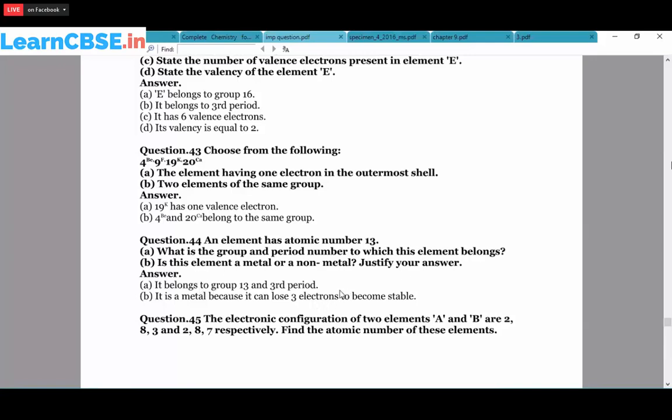Now it has three electrons in the outermost shell, so it can easily lose the three electrons rather than gain five electrons. So it is a metal, because it can easily lose the three electrons to become more stable. Next question.